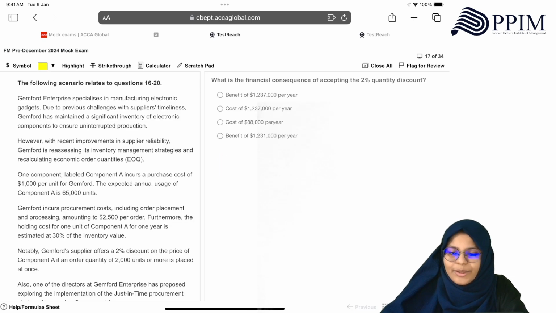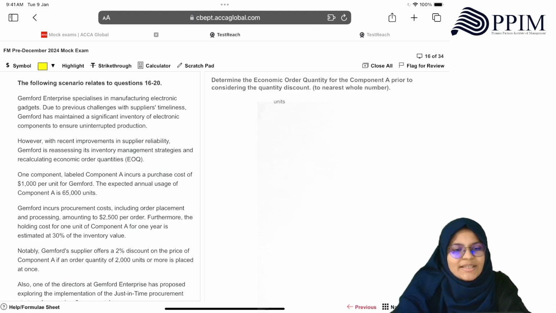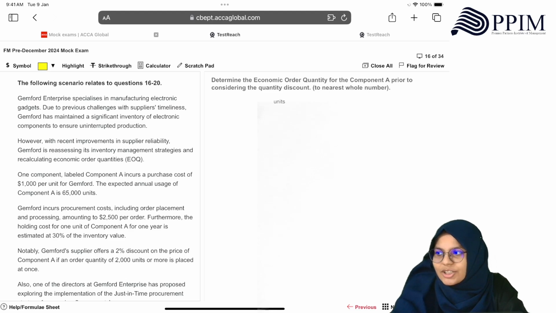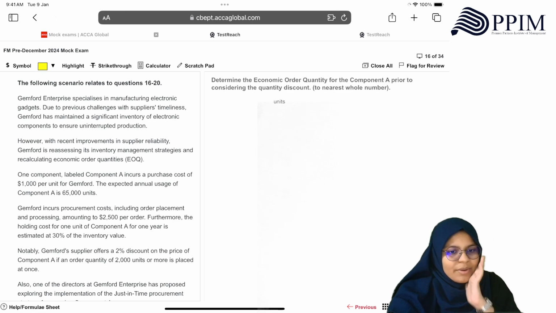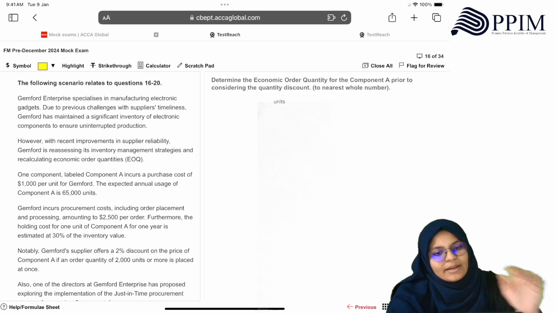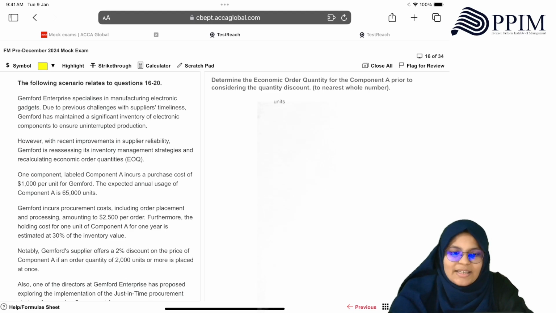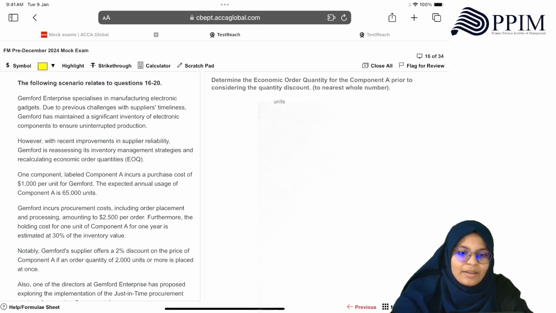So let's read through. It says here, Gemford Enterprise specializes in manufacturing electronic gadgets. Due to previous challenges with suppliers' timeliness, Gemford has maintained a significant inventory of electronic components to ensure uninterrupted production. However, with recent improvements in supply reliability, Gemford is reassessing its inventory management strategies and recalculating the economic order quantities.